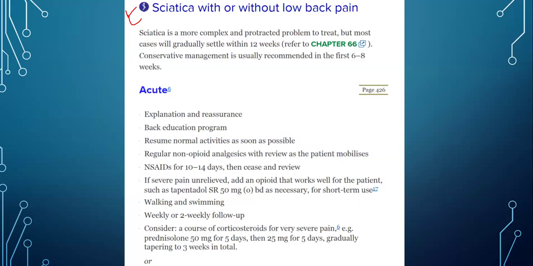Same if it is an acute sciatic pain, which is less than 12 weeks, the treatment is to resume normal activities, paracetamol, NSAID for 10 to 14 days. Okay, and send the patient for a back education program.